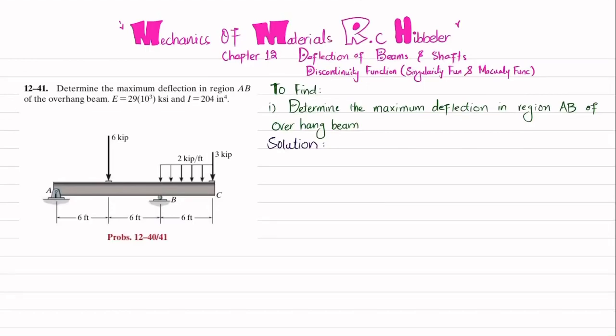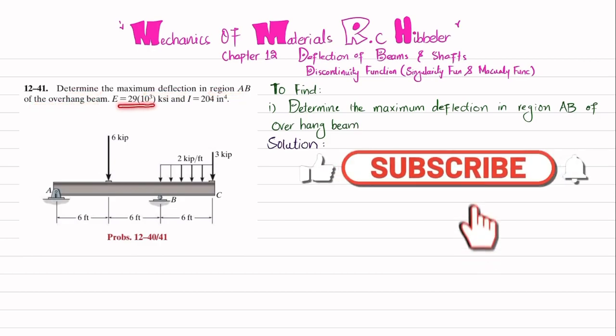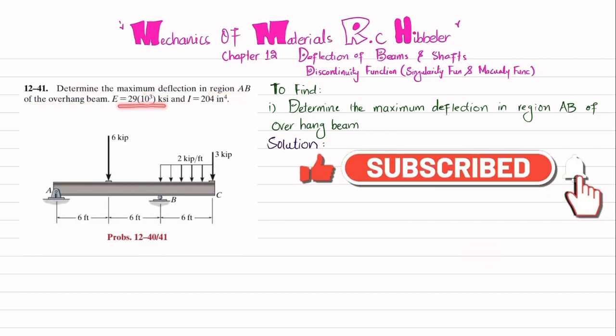Welcome back. Problem 12-41. This problem is taken from chapter 12, deflection of beams and shafts, and the book is Mechanics of Materials by R.C. Hibbeler. The statement is: determine the maximum deflection in region AB of the overhang beam. E is 29 × 10^3 ksi and I is 204 in^4.